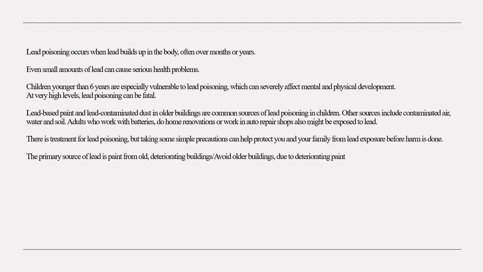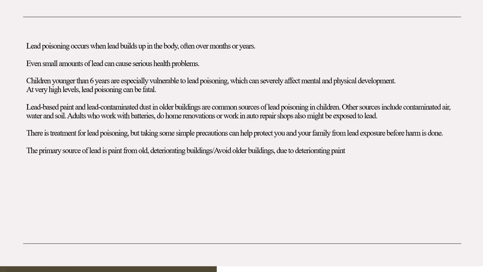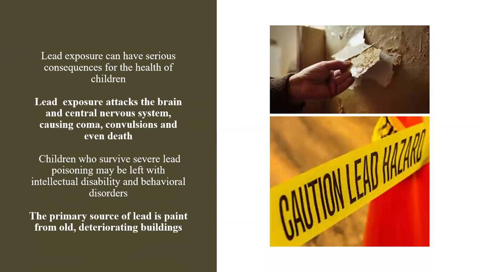There is treatment for lead poisoning. I forget the name of the process, but taking some simple precautions helps protect you and the family from lead exposure before the harm is done. If someone lives in an older home, then we want to ask and make sure that the paint in there is not lead-based paint. The primary source of lead is paint from old deteriorating buildings. And we need them to avoid those buildings or get that paint taken care of, removed.